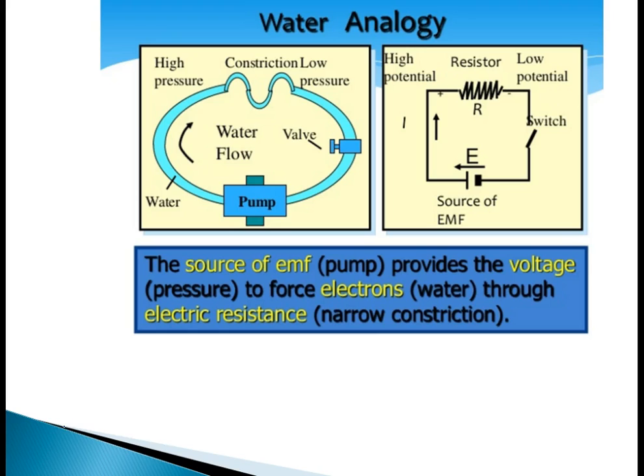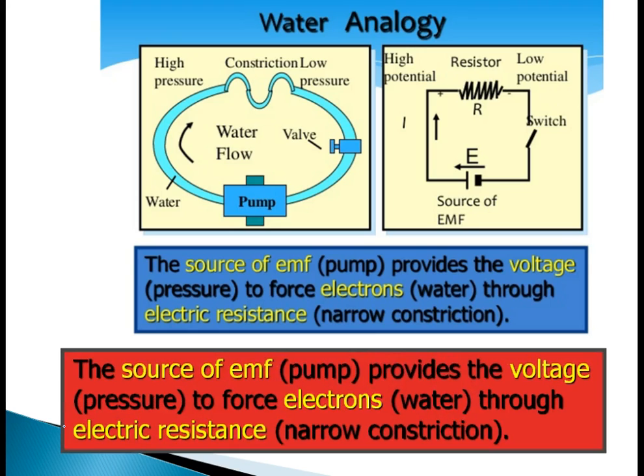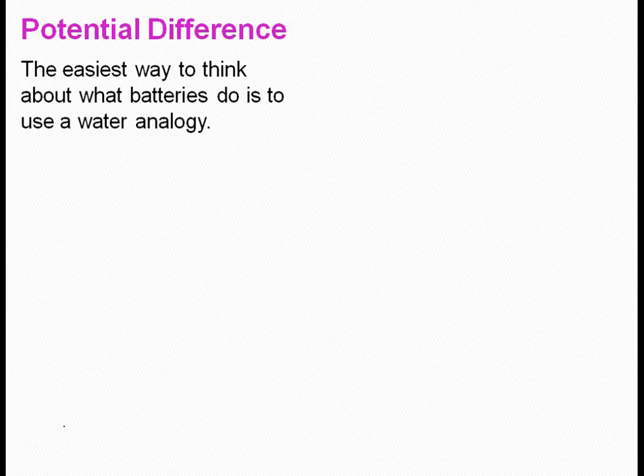Again I am showing you the water analogy. You just pause the video and read it. Again I am telling you, the source of EMF provides the voltage to force electrons through electric resistance. Now potential difference. Again I will tell you.